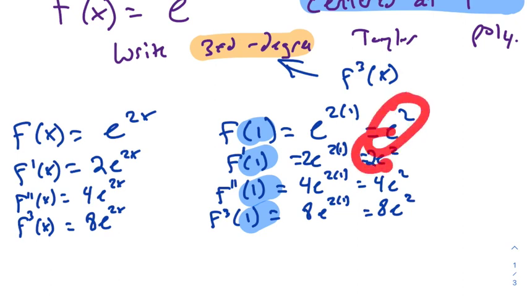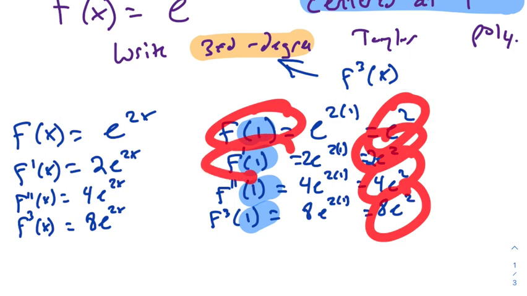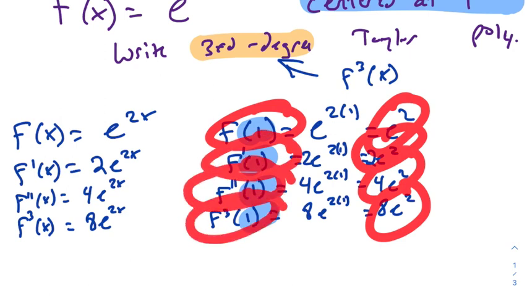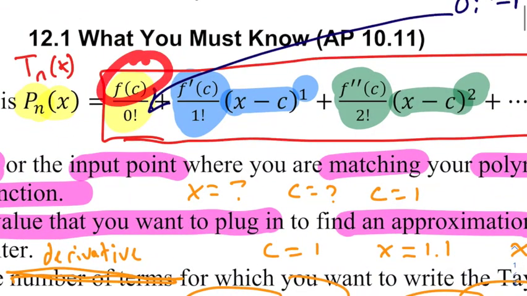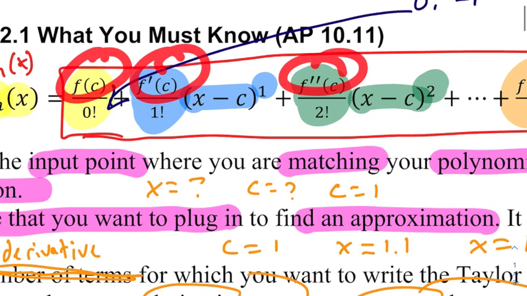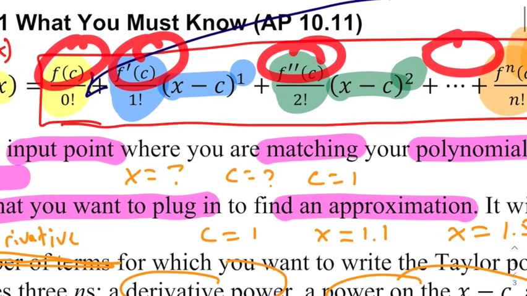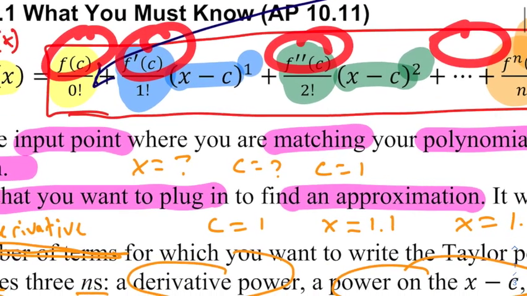Okay, what did we just do? We found four answers: our function, the first derivative of our function, the second and the third derivative, all evaluated at this center 1. And that's what's going to go in all these top parts of our Taylor polynomial.